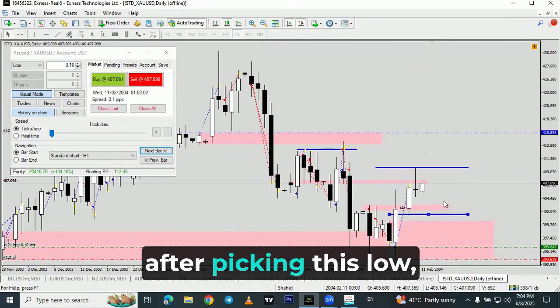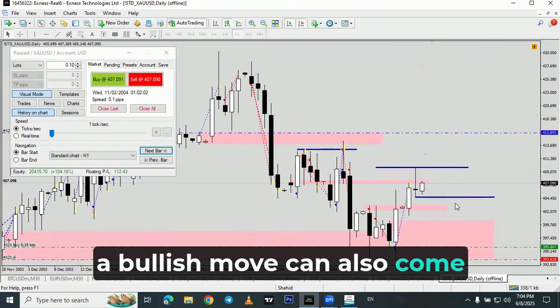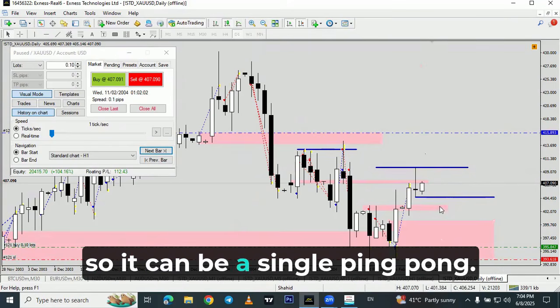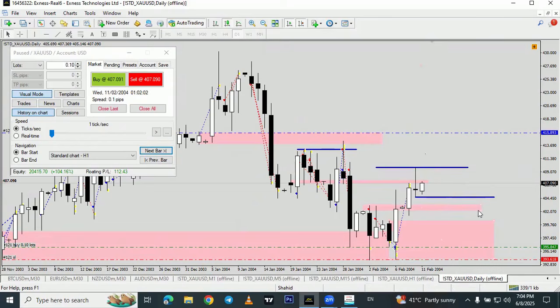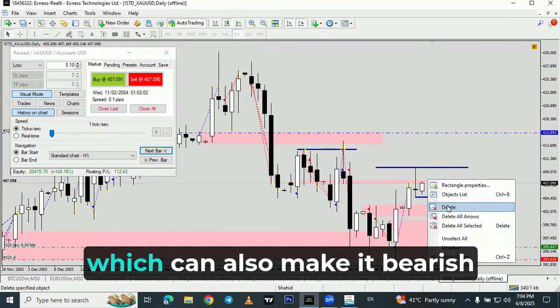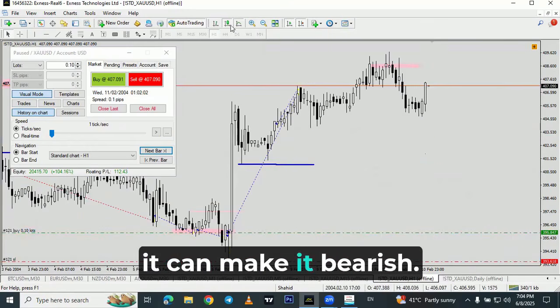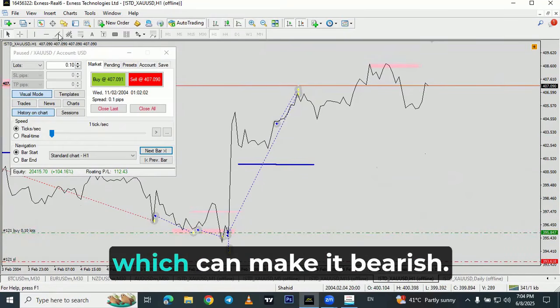If you see, after picking this low, a bullish move can also come, because this candle has engulfed the previous one, so it can be a single ping pong. Now this run we remove, which can also make it bearish according to the structure. There's range liquidity here, which can make it bearish.